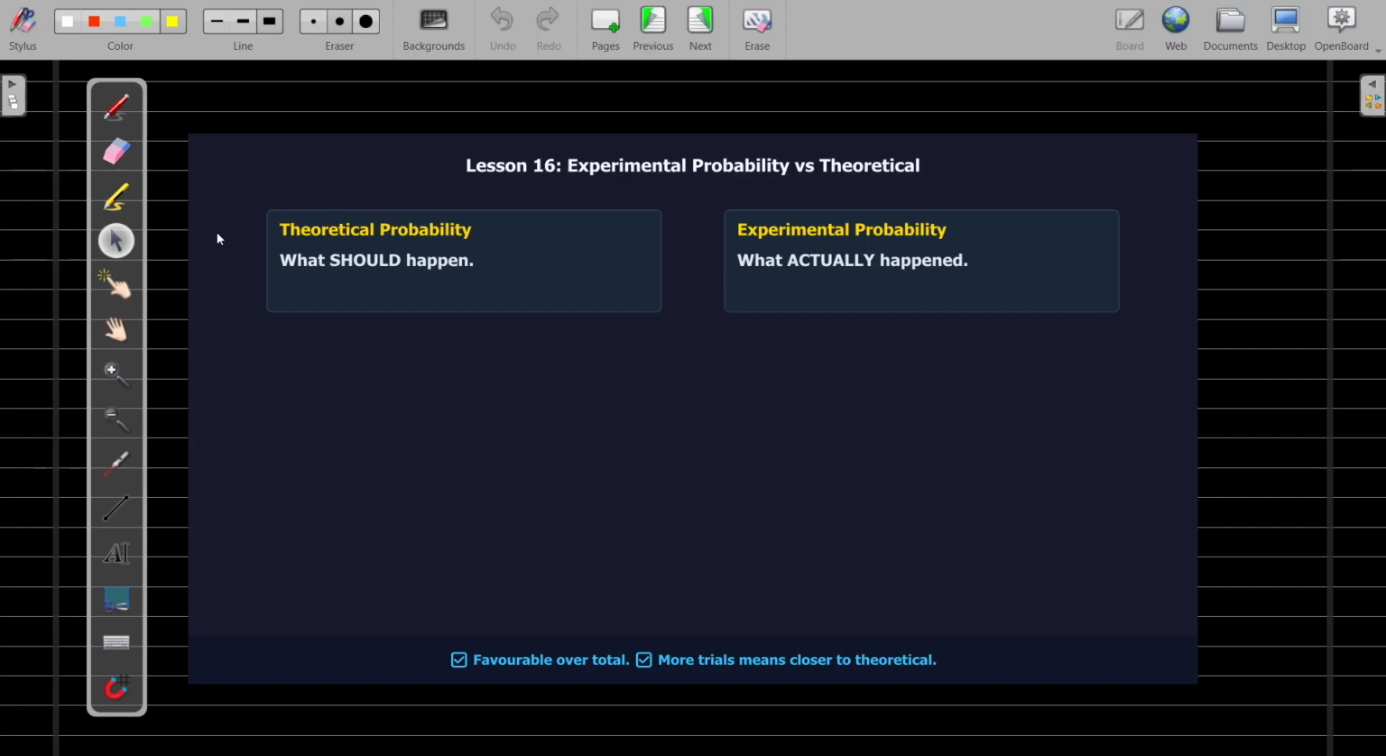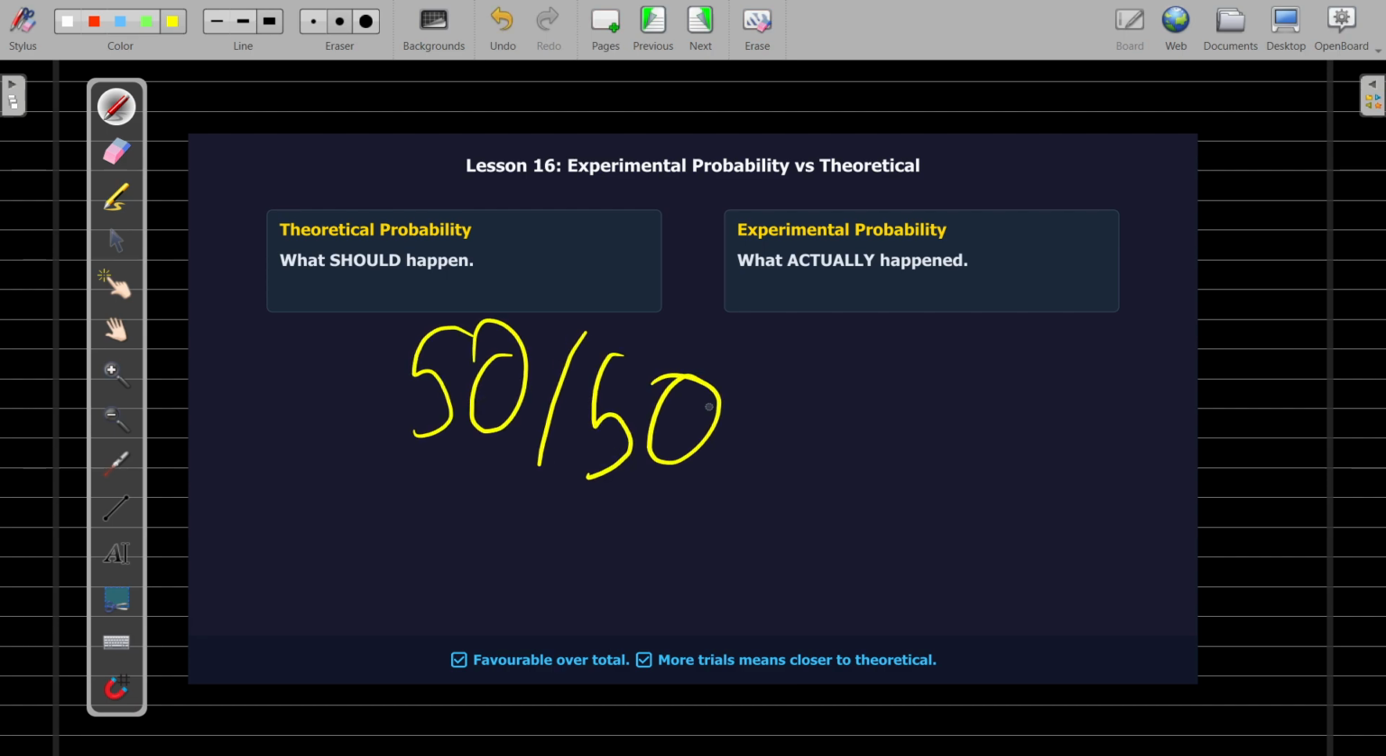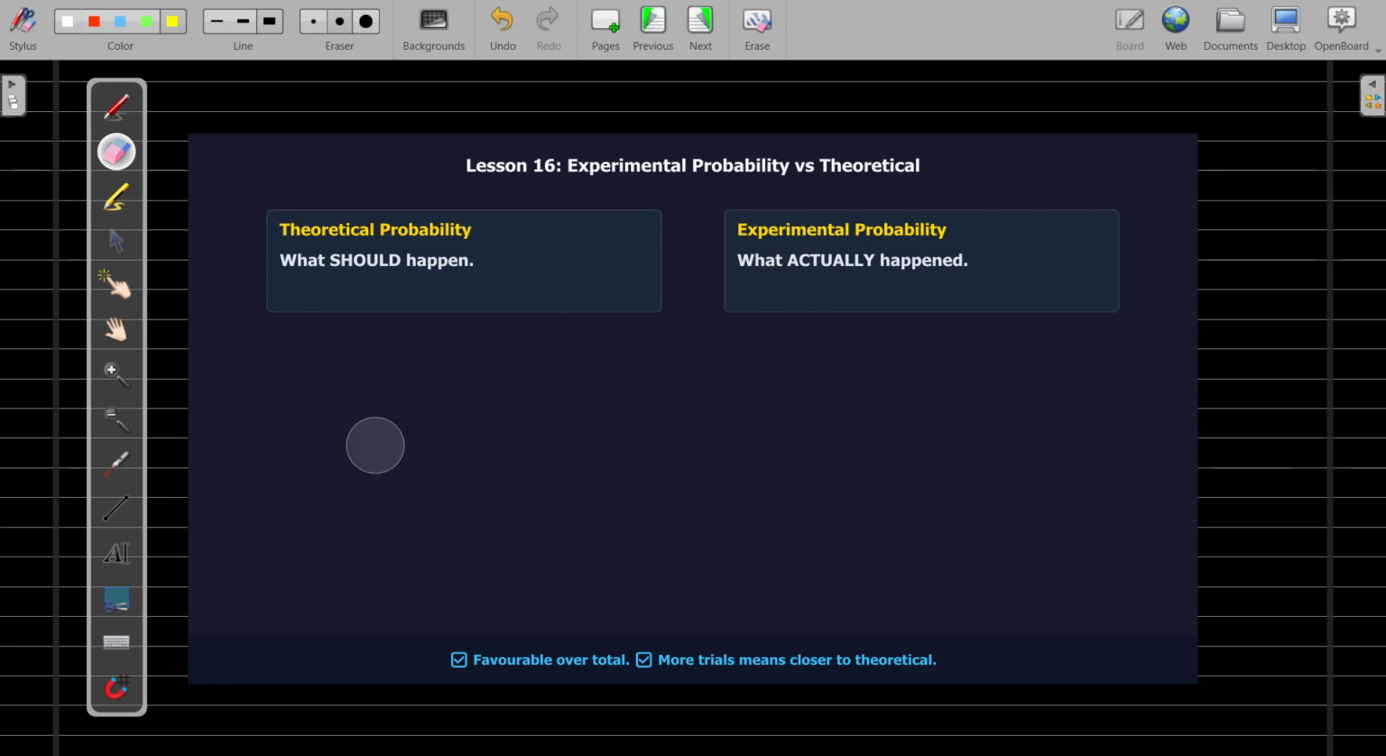My name is Victor, and in Year 7, we learned how to calculate theoretical probability. So for example, flipping a coin is a 50-50 chance, right? But what happens in the real world when you flip a coin 10 times? Do you always get 5 heads or 5 tails? Usually no. Today we're going to look at experimental probability.